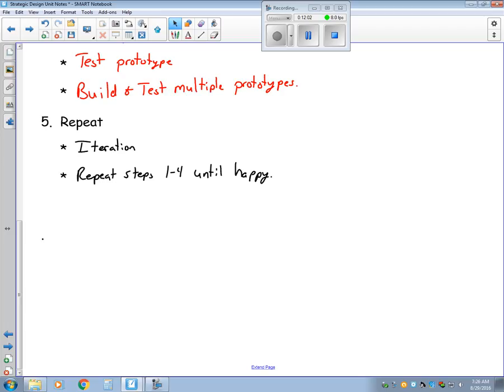Okay, that was the engineering design process. I do want to see that shining through in your engineering notebooks for this robot. And that concludes the strategic design unit notes.